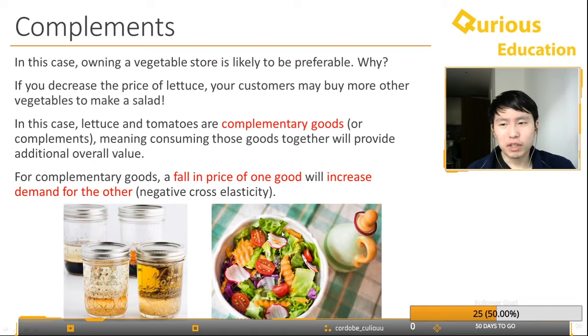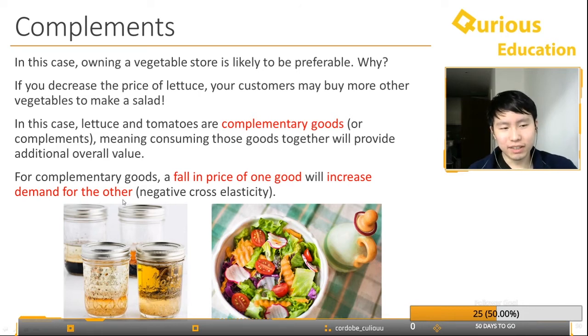So this is what we call complementary goods: goods consumed together provide additional overall value as a whole, instead of consuming them on their own. From this example, we can figure out that if there's a fall in the price of one good, it would increase the demand for the other good if those goods are complementary to each other.